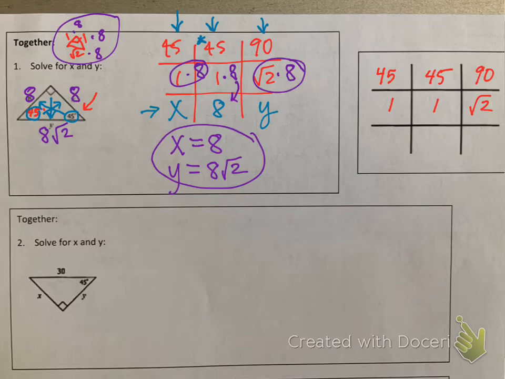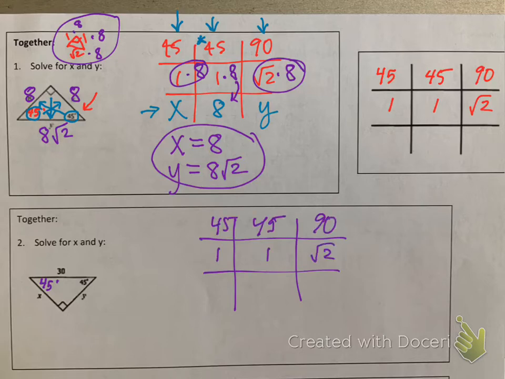Alright, for number 2, I notice again that it's a 45, 45, 90 special right triangle, so I'm going to make my chart here. So 45, 45, 90. And then I know the original that we're always comparing it to has side lengths 1, 1, root 2. So if I look at my picture, I do have to fill in the final row.